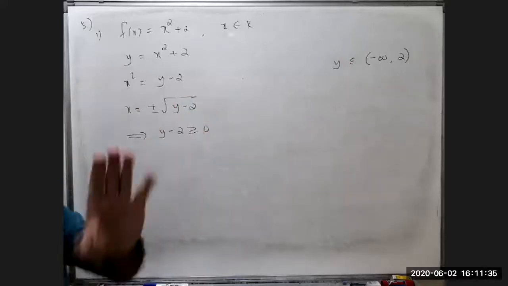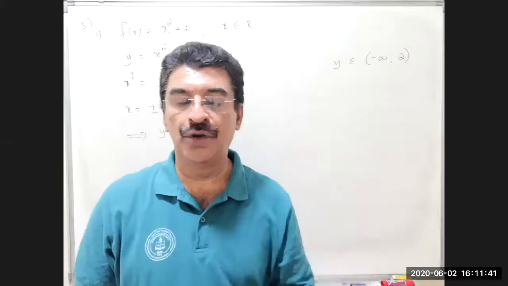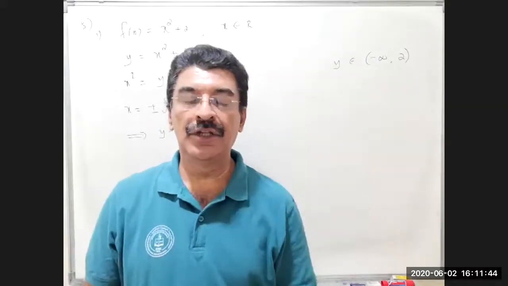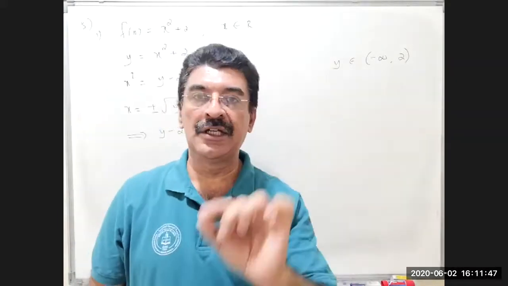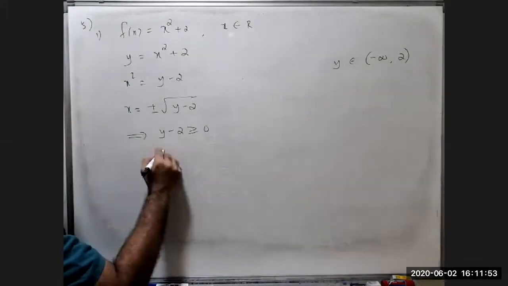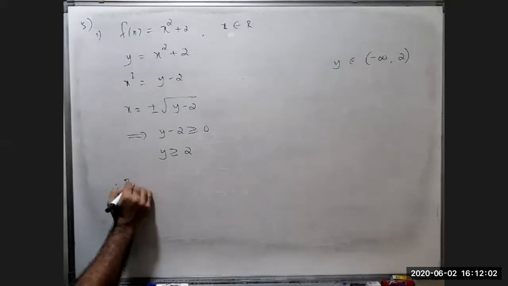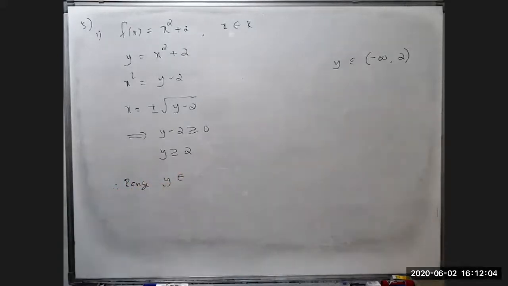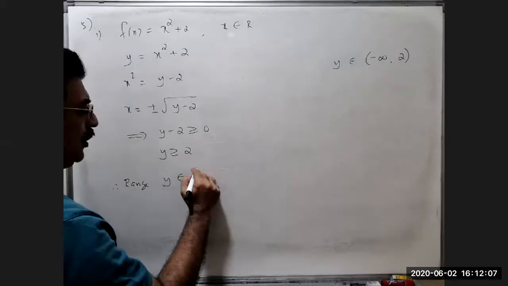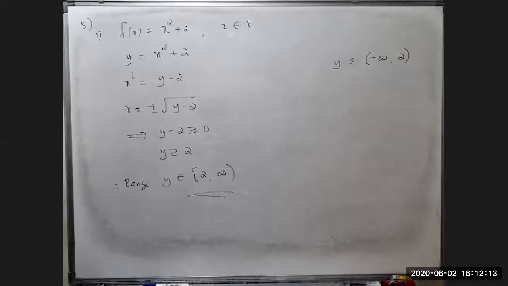Whenever there is a square root sign, only these three conditions: modulus is non-negative, for square root the radicand is also non-negative, and for a rational expression the numerator and denominator are not equal to 0. So y minus 2 greater than or equal to 0 means y greater than or equal to 2. Therefore, what is the range? y belongs to 2 to infinity. Infinity we can never close. That is the second one.